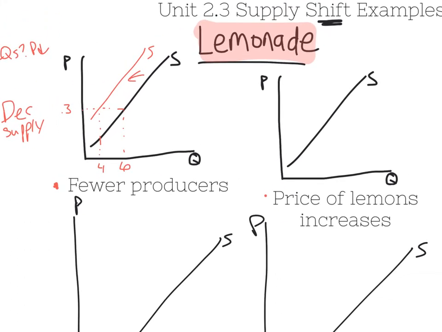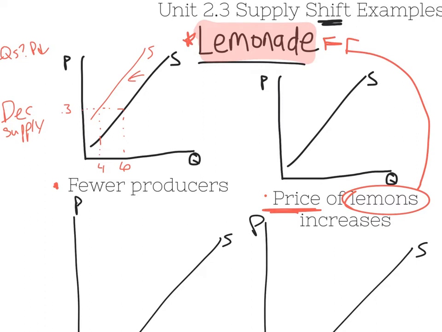So the second one over here says the price of lemons increases. So you've got to just think about it for a second and say, how does that impact lemonade? Now it says price, right? But we're not graphing lemons, we're graphing lemonade. So what are lemons to lemonade? And if the price of lemons has gone up, how does that impact lemonade? We didn't say the price of lemonade changed, but the price of lemons increases.